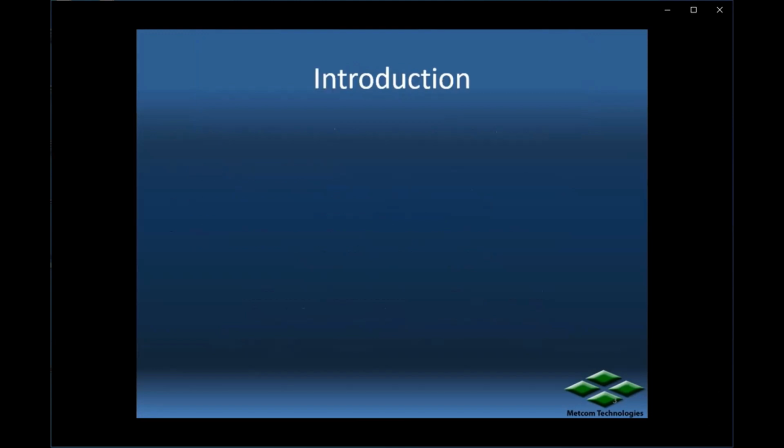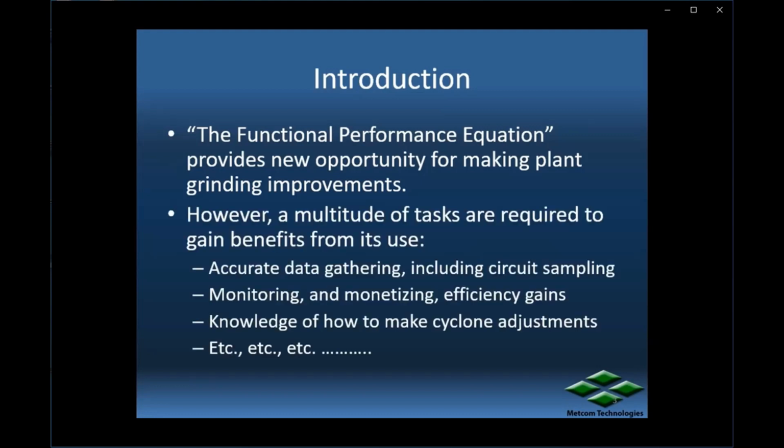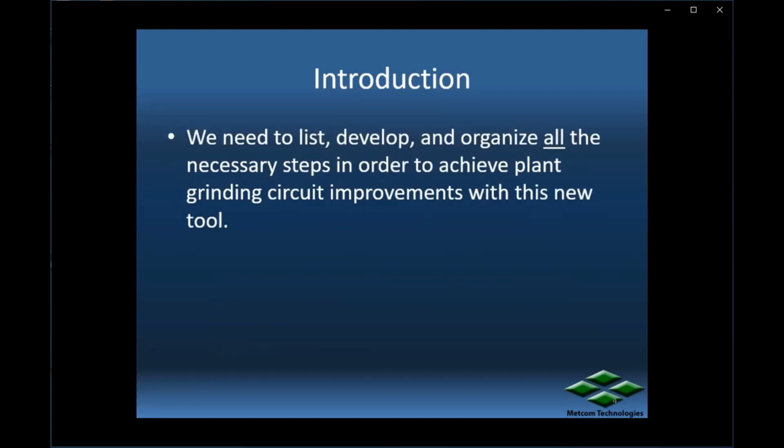The functional performance equation provides new opportunity for making plant grinding improvements. However, a multitude of tasks are required to gain benefits from its use. Things such as accurate data gathering, including circuit sampling, monitoring and monetizing efficiency gains, knowledge of how to make cyclone adjustments, and many others. We recognized that we need to list, develop, and organize all the necessary steps in order to achieve plant grinding circuit improvements with this new tool.